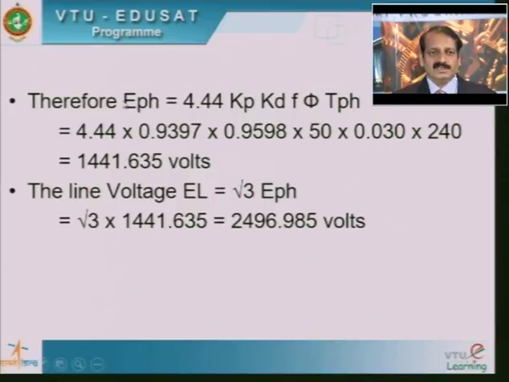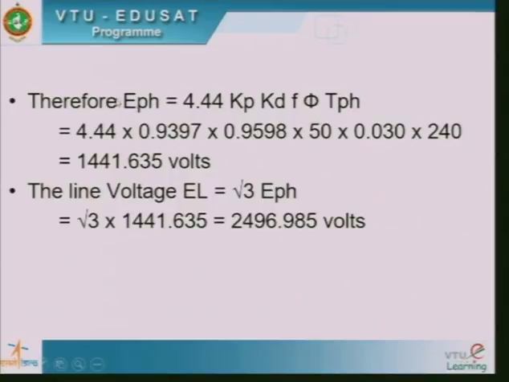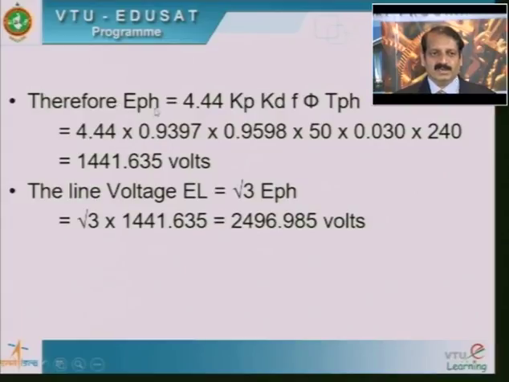So, we can calculate E phase, that is the RMS voltage of one phase or across any phase, given as 4.44 Kp, as calculated earlier, Kd, into frequency F of 50, flux per pole of 0.03, and T phase of 240. So, we will calculate it as 1441.635. The line voltage is root 3 times E phase because it is star connected, and root 3 times 1441.635 is calculated as 2496.985 volts.